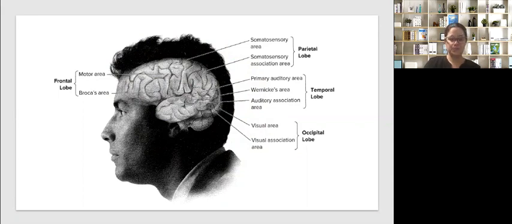And then kind of underneath and behind that, we have the temporal lobe, which is the primary auditory area. And this is where Wernicke's area is also located. And then finally, if you keep curving around to right here on top of the ear, you have the occipital lobe. Okay, and that's the primary visual area of the brain.